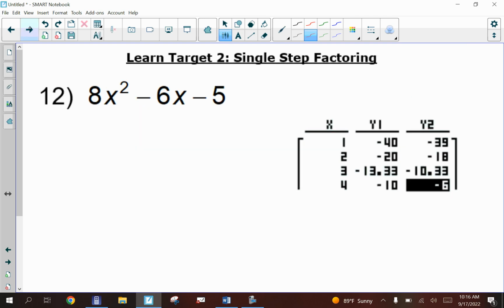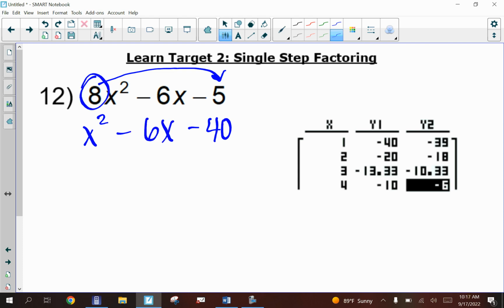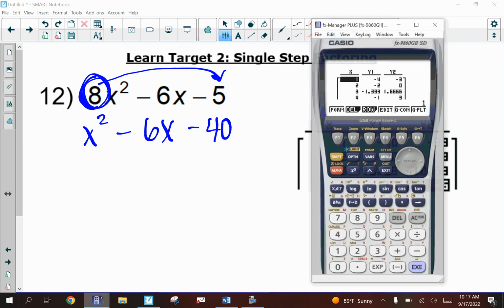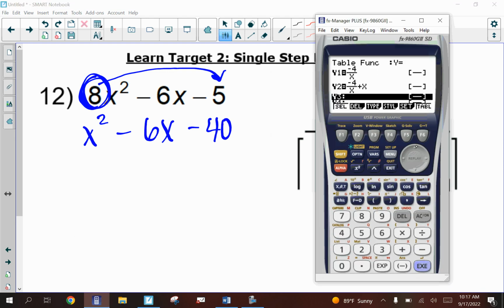Number 12 is going to be a complex ABC. When we have a complex ABC, we have to adjust it by multiplying the first term and absorbing it into the last term. So that's going to make it a -40. Now this is just a regular x squared minus 6x. We don't want to forget about this 8 because we're going to have to take it out at the very end. So again, in the calculator, here's how that would look.